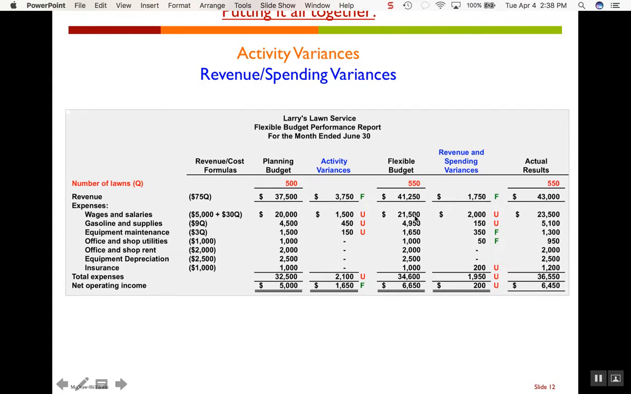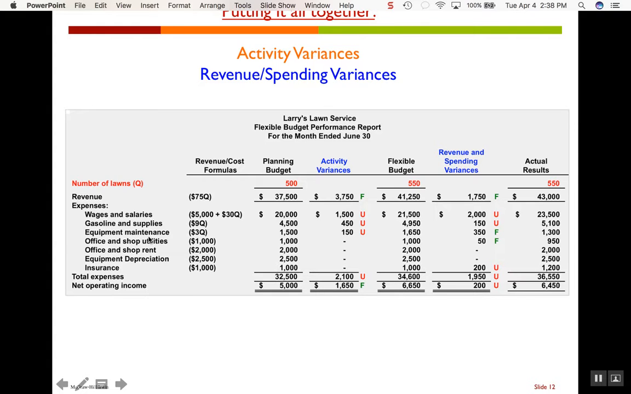Now, the difference between what I should have spent on wages and salaries based on the actual lawns, and then comparing that with what I actually spent, you can see that I have a $2,000 unfavorable variance. It's better than me just looking at this and going, 20,000 minus 23,500, oh, I'm off by $3,500. Well, not really. I'm actually over by $2,000. Now, why I'm off by $2,000 is not answered by this, but it gives me an opportunity to evaluate that and do a little bit further digging on where my variances are.